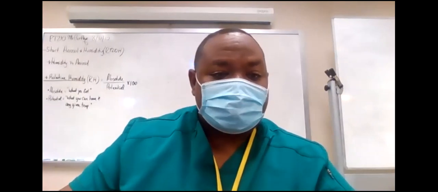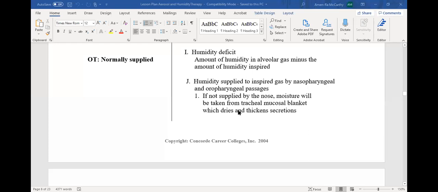And what it's telling you in the notes is that if moisture is not supplied by the nose, it will then be taken from the tracheal mucosal blanket, which will dry and thicken the secretions, right? You're not supposed to be humidified by the tracheal secretions. The trach is not supposed to be doing the job of the nose. The nose has a job. Now, the trach can help because it's moist, right? But the job of the nose is the job of the nose.